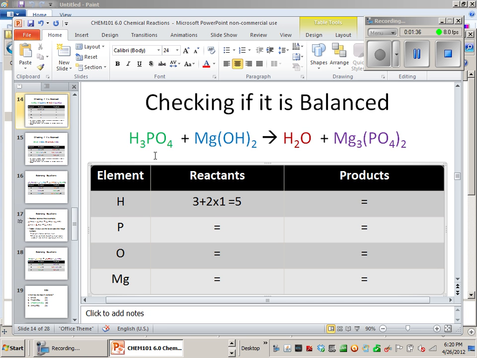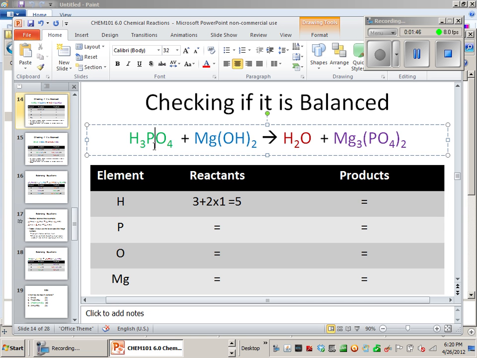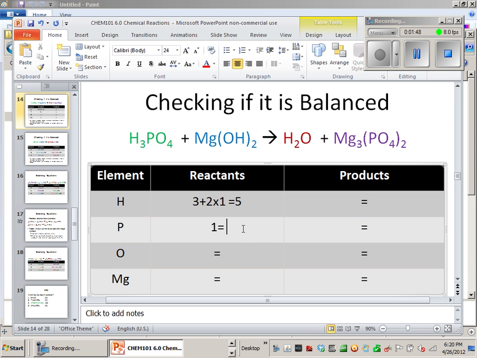How many phosphorus atoms are in the reactants here? 1? Okay, because there's no subscript after it, so that means there's 1. Oxygens. How many oxygens come from the phosphate? 4, right? Okay. So how many come from the hydroxide? Right. So that's 6 total. Magnesiums, how many do I have? Just 1, right?